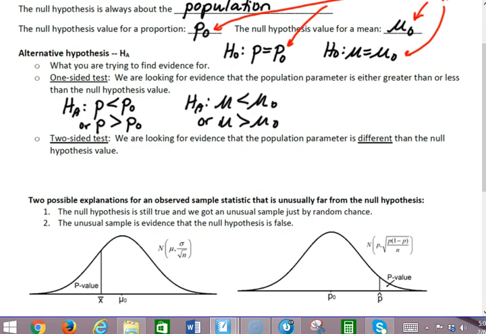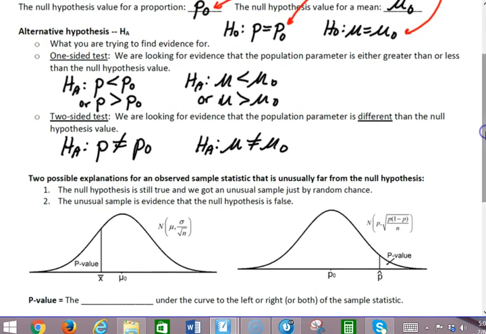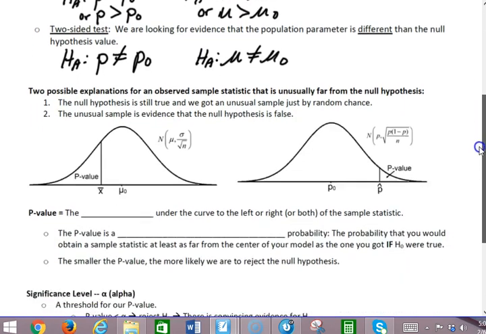Now the other type of test would be a two-sided test, and we're just looking for evidence that the population parameter is different than the null hypothesis value. We don't know whether it would be greater than or less than. We don't really care as long as it's different. So we use a not equal to symbol in this case. So mu is not equal to mu naught. That's just the notation that we're going to use for our null and alternate hypothesis. Remember that the alternate hypothesis is what you're trying to find evidence for. If you don't find enough evidence for it, then you can't conclude anything. Either we're going to conclude one of these things, or we're going to say, nope, we don't have enough evidence.